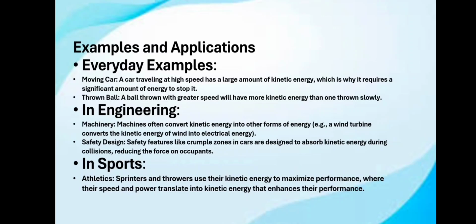Safety features like crumple zones in cars are designed to absorb kinetic energy during collisions, reducing the force on occupants. By reading this, we can understand that when cars are built, there is a crumple zone which can absorb the kinetic energy during collisions, reducing the force on occupants. That means it will help to reduce danger when doing something involving kinetic energy.